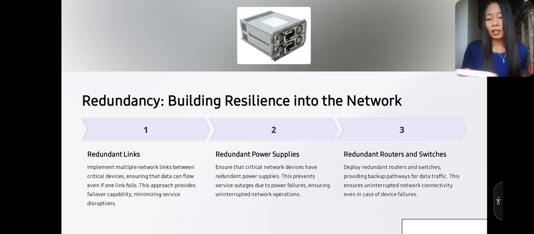And a virtual gateway. A virtual gateway can be created between two multi-layer switches to provide a default gateway for a computer. If one switch fails, the other can take over. Protocols such as HSRP, Hot Standby Routing Protocol, VRRP or Virtual Router Redundancy Protocol, or GLBP Gateway Load Balancing Protocol can be used to create a virtual gateway. Mao na ang maka-create og mga virtual gateway.